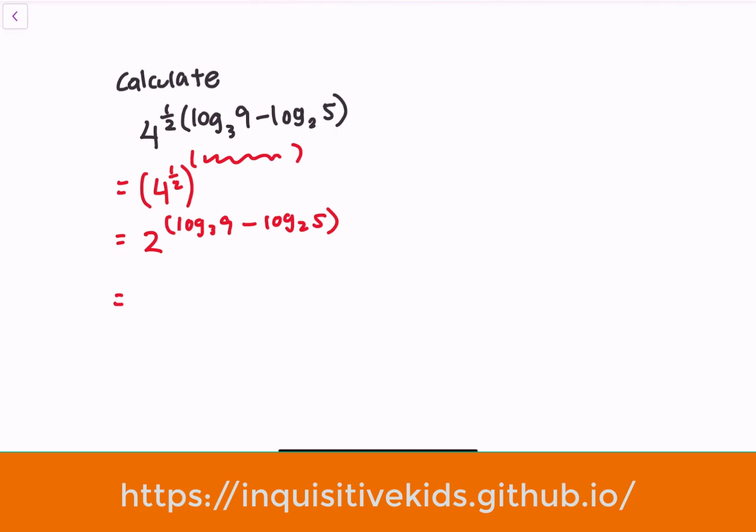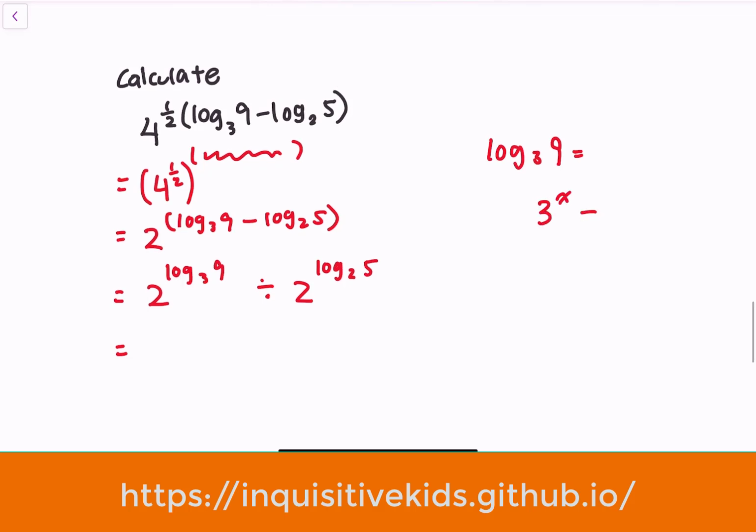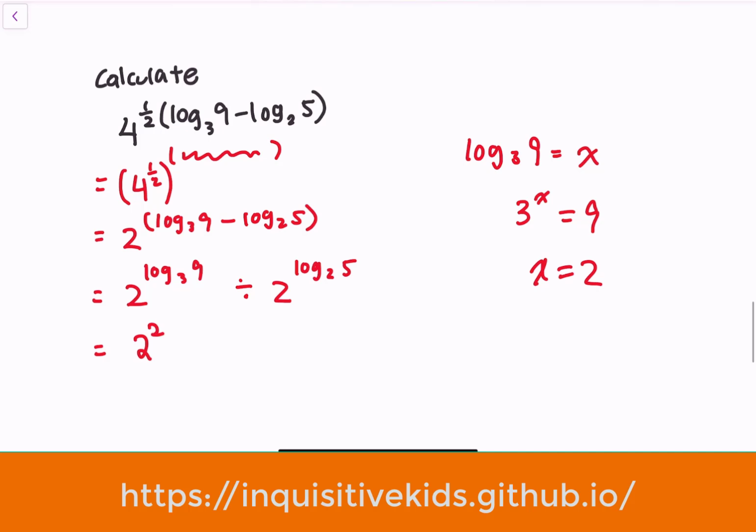And using what we know about the properties of exponents, this is the same thing as 2 to the power of log base 3 of 9 divided by 2 to the power of log base 2, 5. Now, log base 3 of 9. This is essentially saying 3 raised to what power gives us 9? Well, of course, 3 raised to the power of 2 gives us 9. So x is equal to 2. So we have 2 to the power of 2 divided by 2 to the power of log base 2, 5.